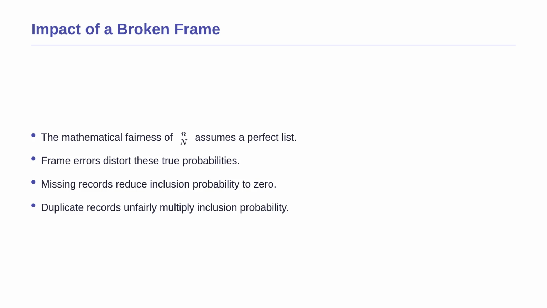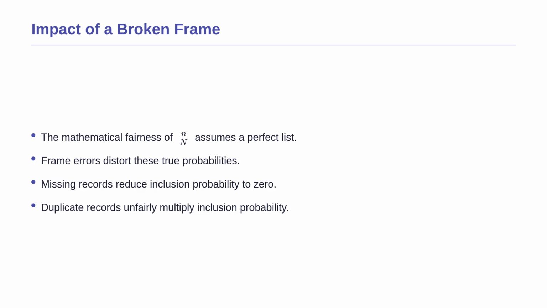So we have proven that our mathematical selection is perfectly fair. But this brings us to an important question. What happens when reality interferes? The elegant formula we just derived assumes a flawless sampling frame. If the list is broken, the math breaks right along with it.